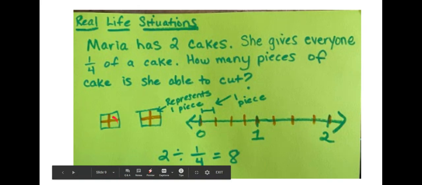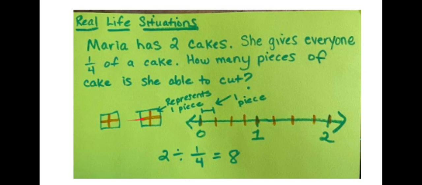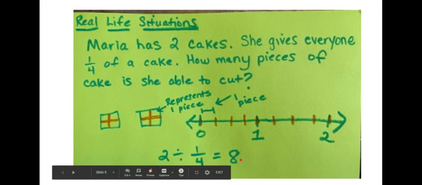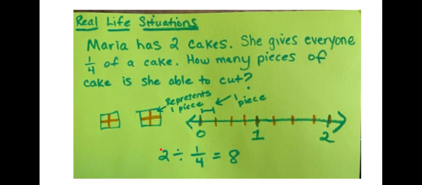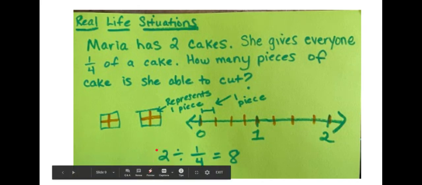All right, so here we have 2 cakes. Those are my boxes. She gives everyone 1/4. That's my orange lines. 8 people get a piece of cake. Okay? Again, the biggest thing to remember is to think about what you are starting with. Write that. Are you separating that out? That determines your operation, if you're dividing, which this week we are. And then whatever your fractional amount is.